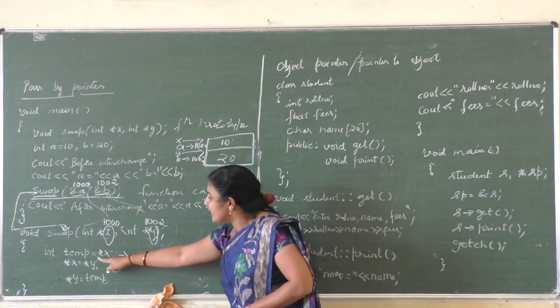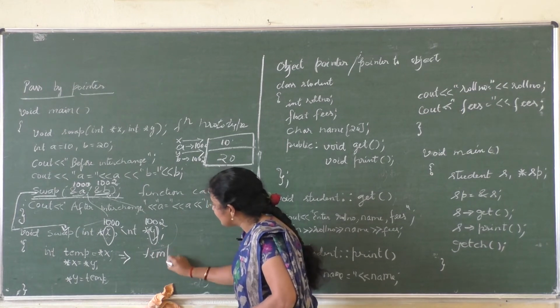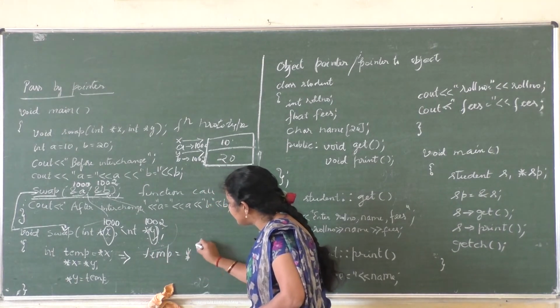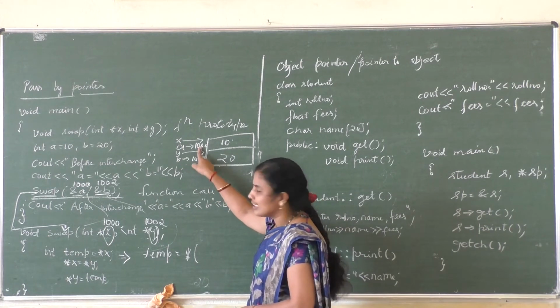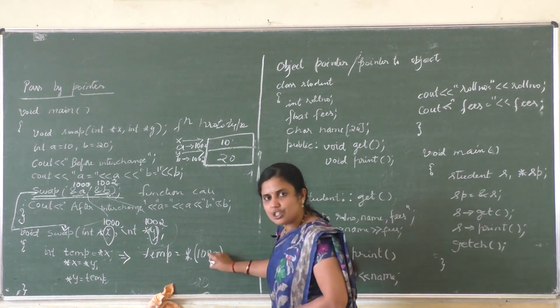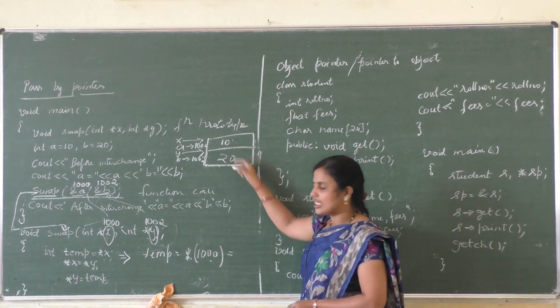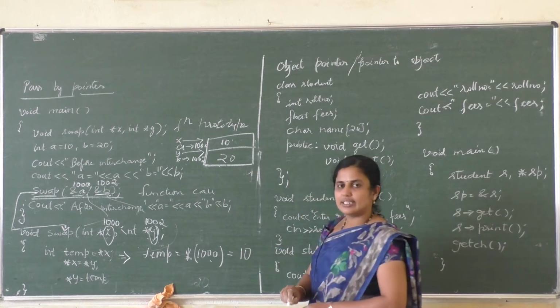Okay, so here temp equal to star x. I'll write here temp is equal to star x. What is x? You know x is 1000, star of 1000, the value which is stored in the 1000 memory location. What is the value stored in the 1000 memory location? That is 10. Is it clear?